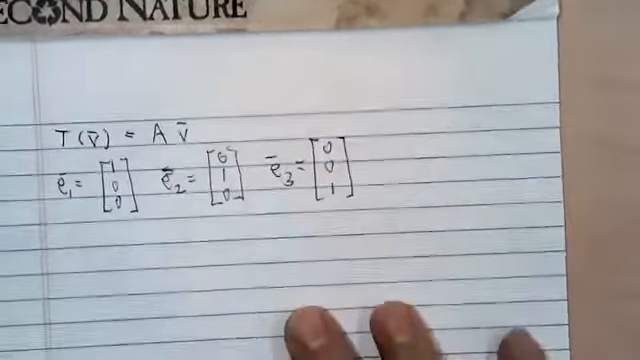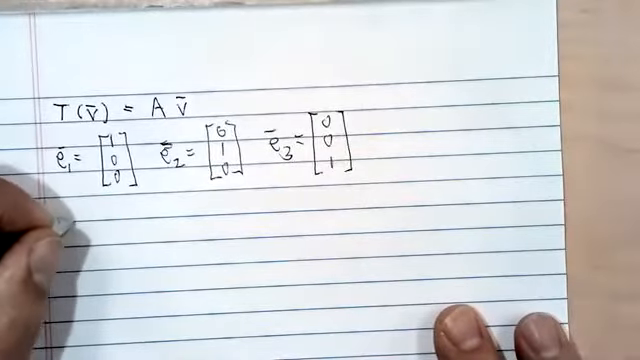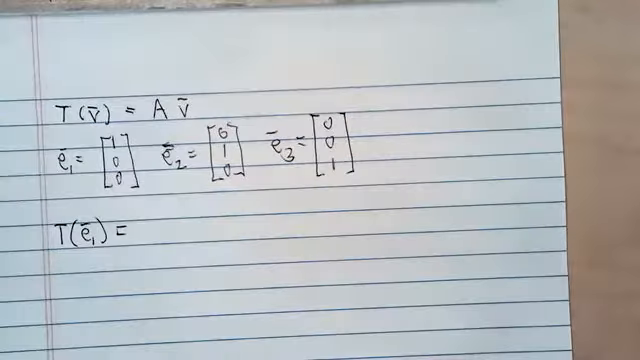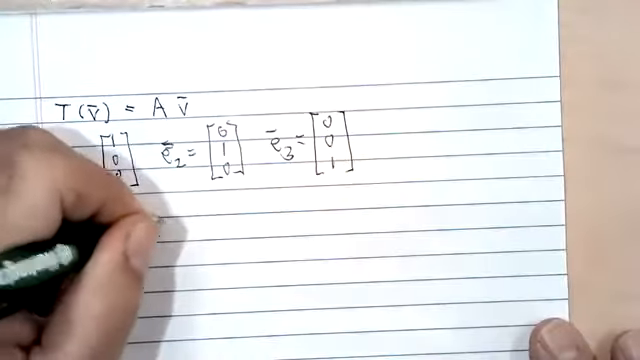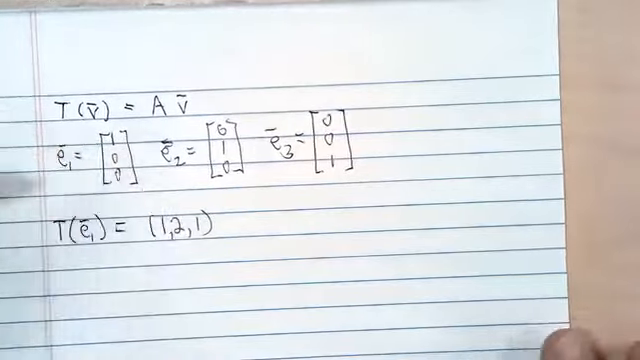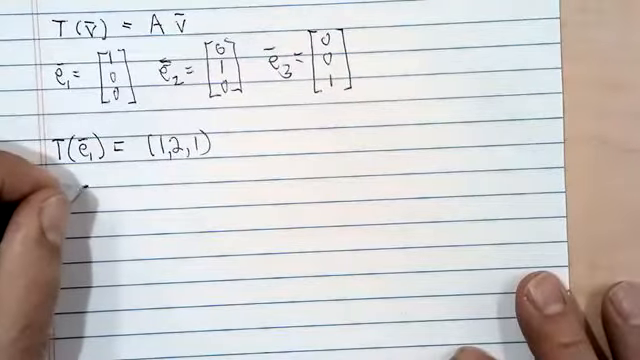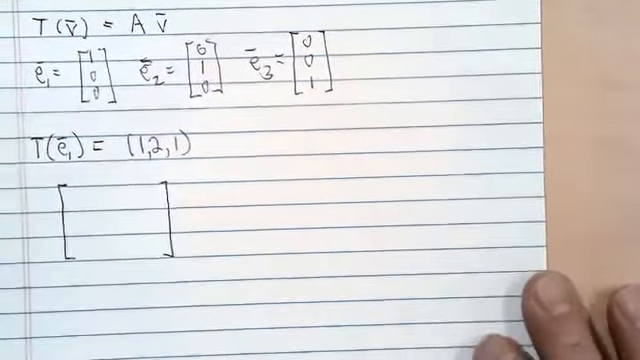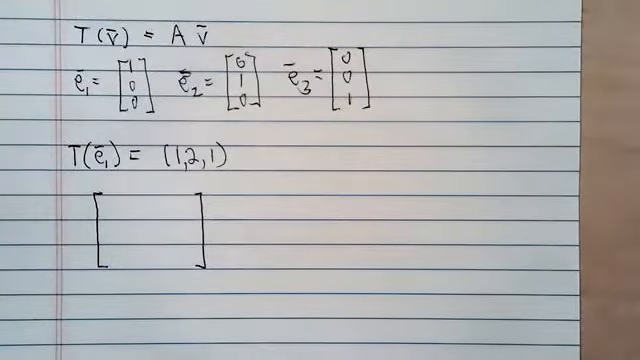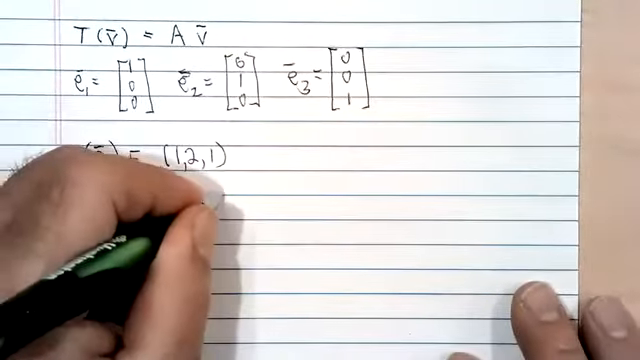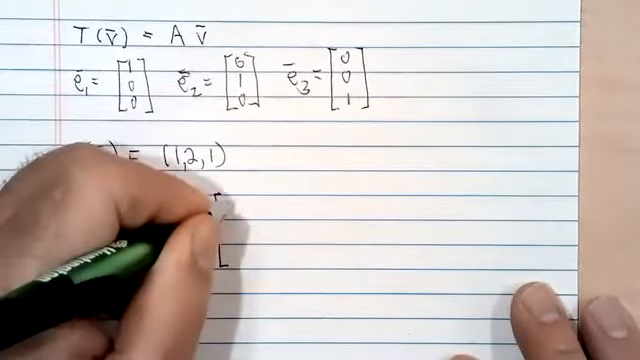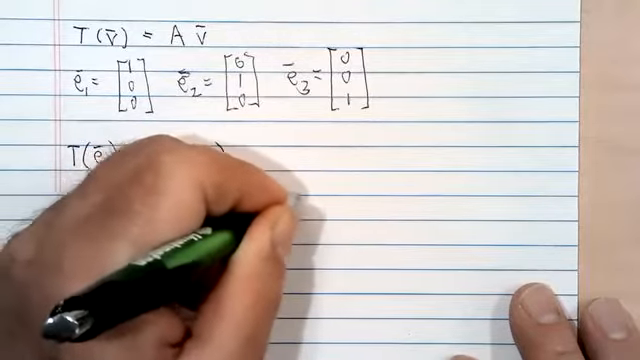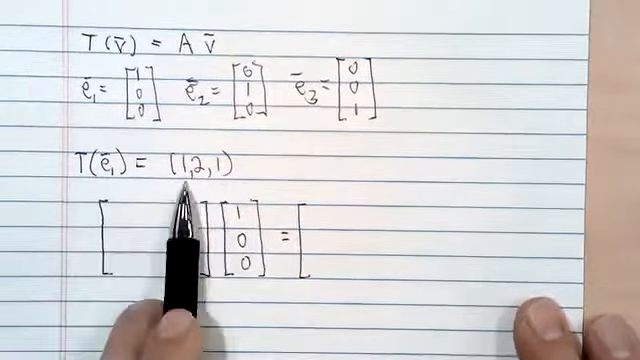So when we know this, if we know that T of E1 is equal to, let me look it up again, 121, that tells me that if I were to write this as a matrix multiplication, I'm going to have some matrix here, and I don't know what it is, right? That's the first problem to be solved. But I do know this: if I multiply on the right by the first basis vector, I'm supposed to end up with this one, 121.